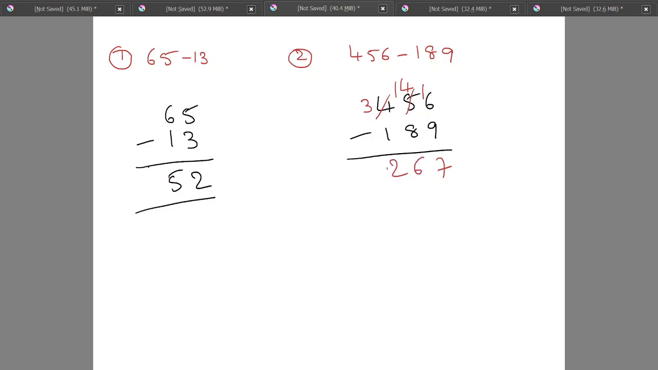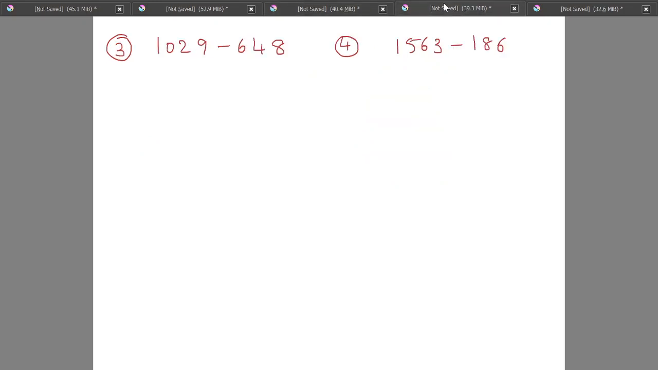So you have 267, right? So this is very important. Whenever the number is smaller than the number which you're subtracting, you should borrow one from the number on the left. So in this case, we have borrowed one from 5, so it became 4. Because 4 was again less than 8, we have borrowed one from this 4. So this became 14, this became 3. Okay. Now let's do a bit bigger problems.